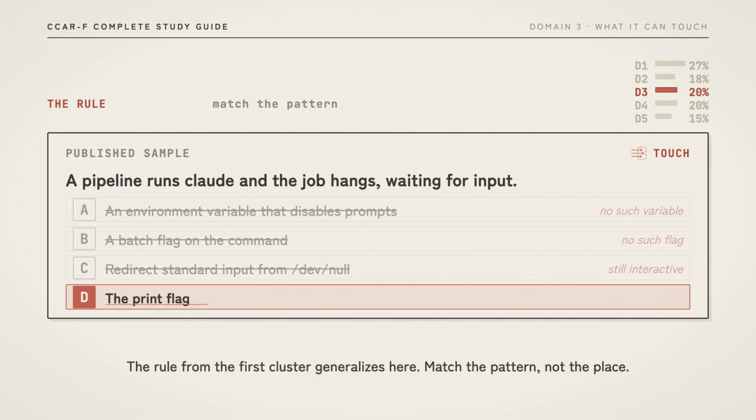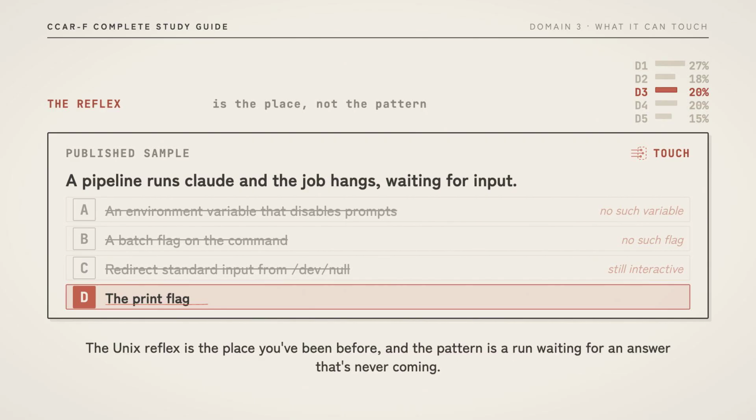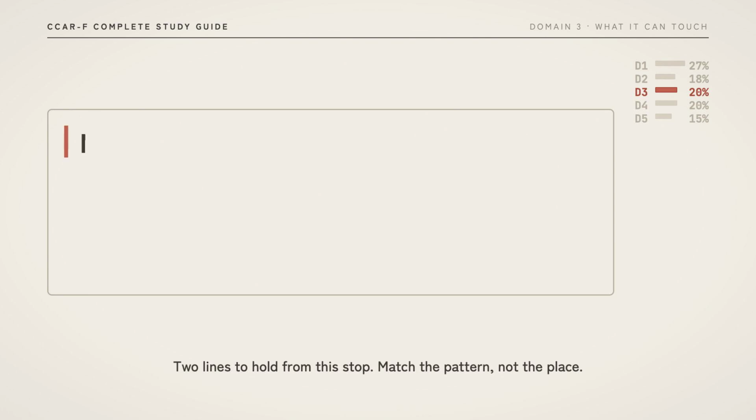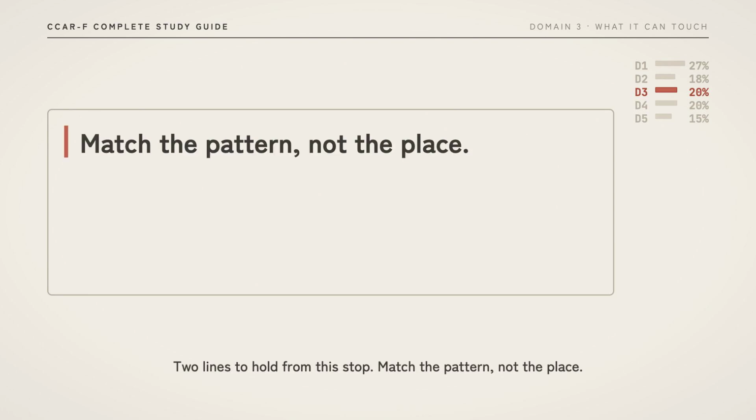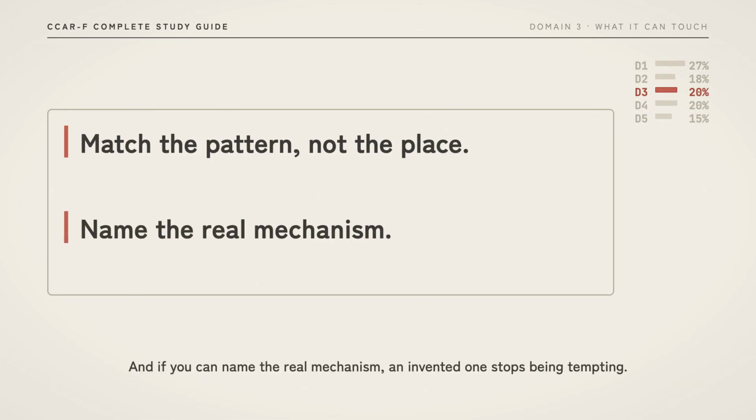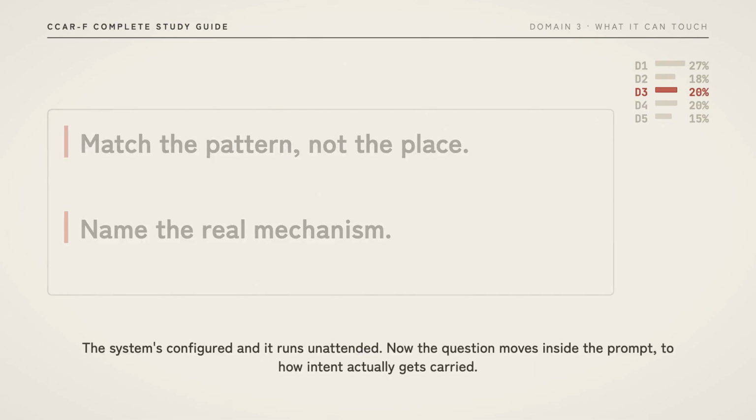The rule from the first cluster generalizes here: match the pattern, not the place. The Unix reflex is the place you've been before, and the pattern is a run waiting for an answer that's never coming. Two lines to hold from this stop: match the pattern, not the place. And if you can name the real mechanism, an invented one stops being tempting. The system's configured and it runs unattended.